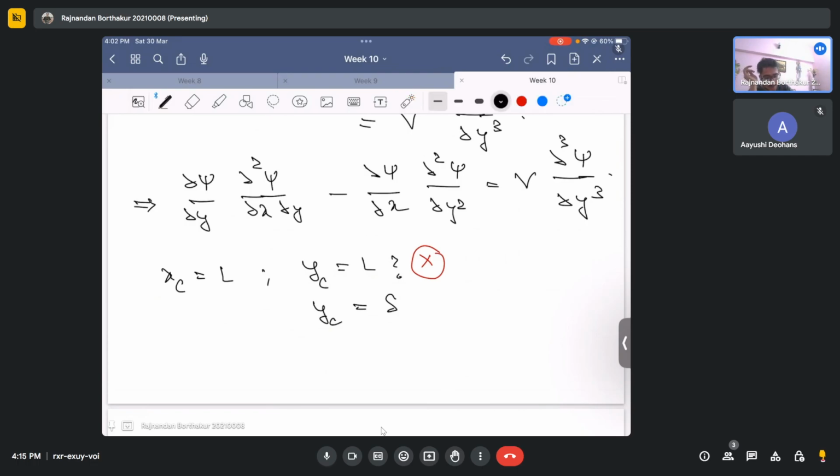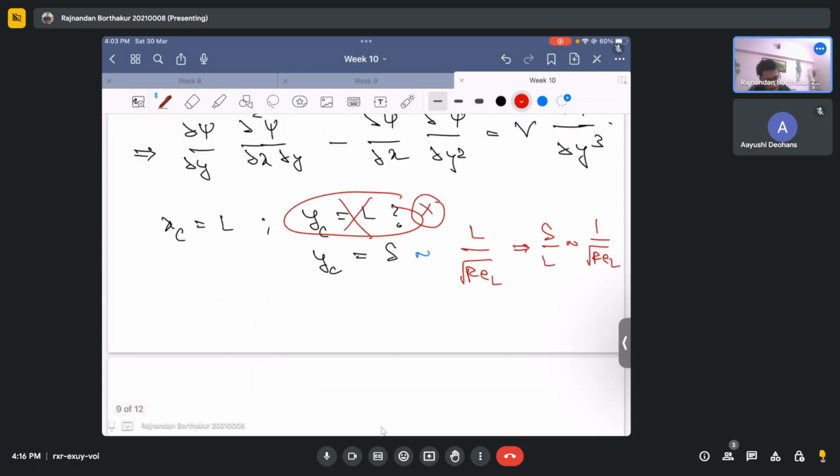So is this clear or not? Okay. So yc scales as delta. Remember, the earlier scale is wrong. Your yc should scale as delta, and you know delta scales as L by square root of Re_L, or in fact, delta by L scales as 1 by square root of Re_L. This is from the scaling analysis. Okay.